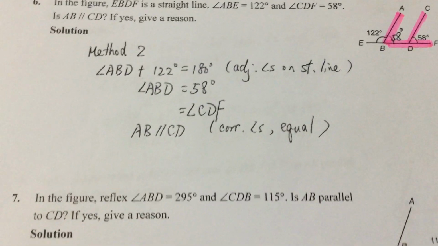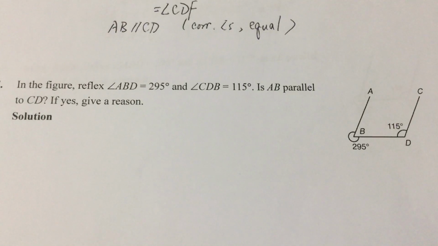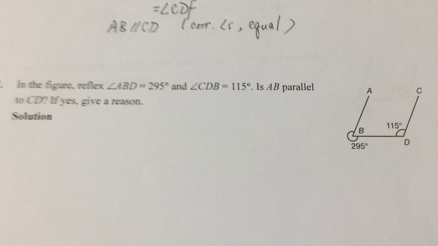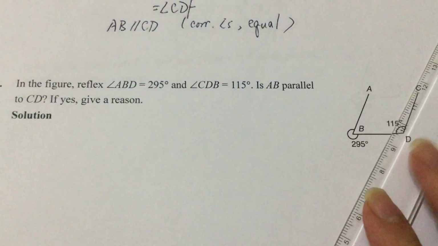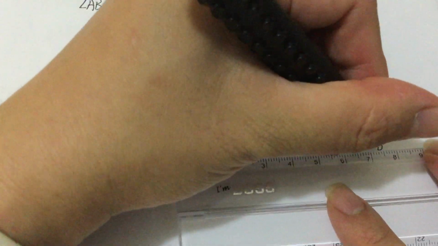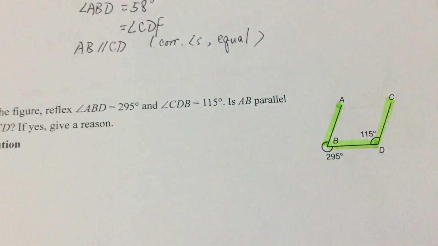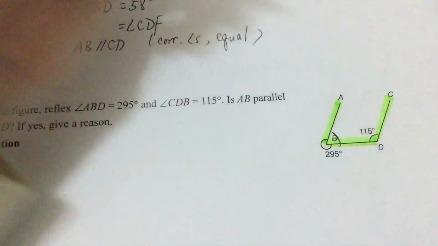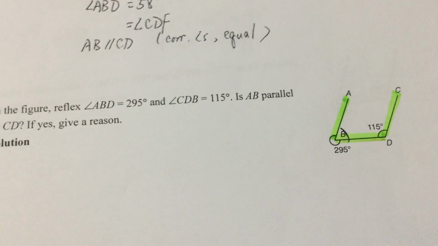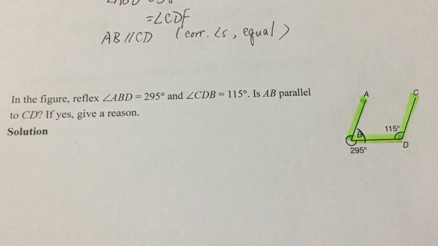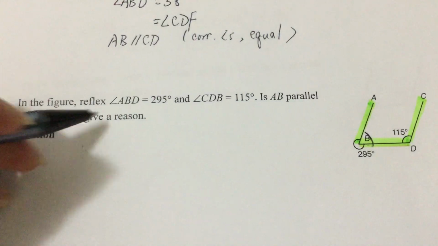Okay, now let's go to question 7. Obviously this one is C. That means we must find interior angles to prove that AB is parallel to CD, right? Because we see a C here, we do not see a Z. We do not see a corresponding angle, so we'll use C. That means we are going to find some angle that, when we add 115, will equal 180 degrees. So we are going to find angle ABD to find out if it's parallel. Okay, let's try it.